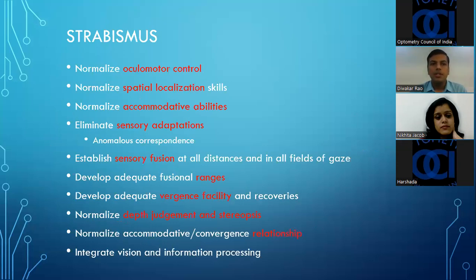Strabismic cases: work on oculomotor control, then spatial localization, normalize the accommodative abilities, eliminate sensory adaptations like ARC, anomalous retinal correspondence, if the patient has it. Establish sensory fusion, develop accurate fusional ranges, then vergence facility, the speed at which you can converge and diverge, then normalize the stereopsis, then integrate accommodation and convergence.